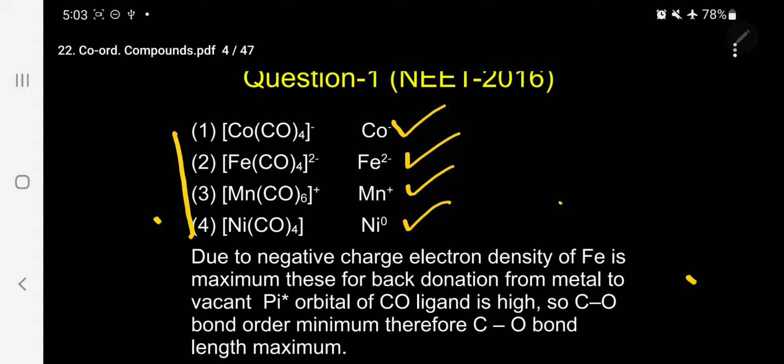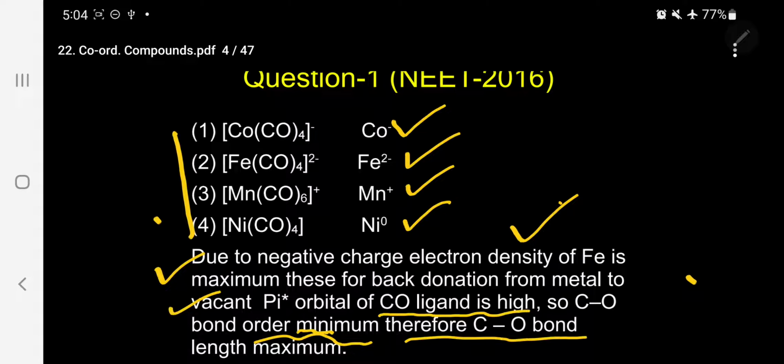Due to negative charge, electron density of iron is maximum. Because of this, back donation from metal to the vacant pi star orbital of the CO ligand is high. That means back donation of the metal to CO is high. So CO bond order is minimum. Therefore, CO bond length is maximum. Kindly follow. So the correct answer here, number 2 is the correct answer.